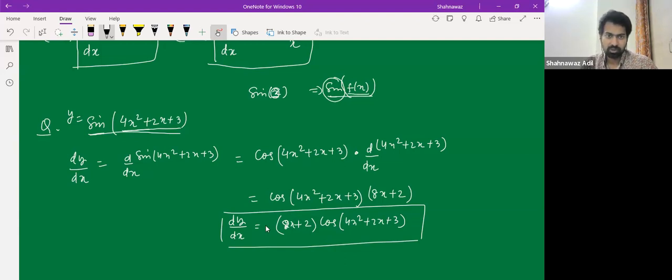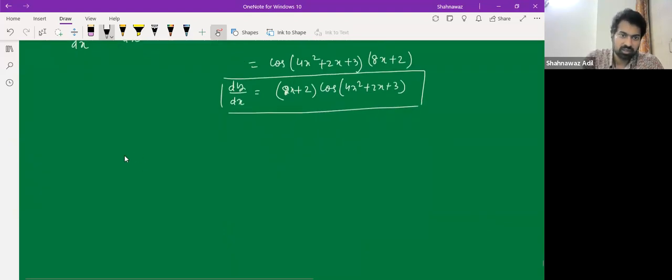Okay, so any more doubt, guys? Did you guys note it down? Sir, if it's sine and a constant number, then how will it be? Yeah, what did you ask, Ryan? If it's sine and a constant number inside the bracket. Sine of, let's say, 5.